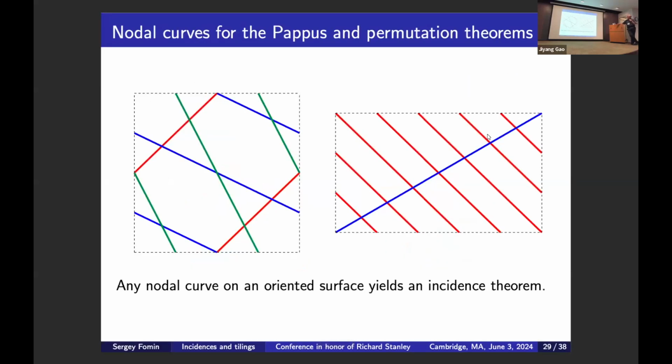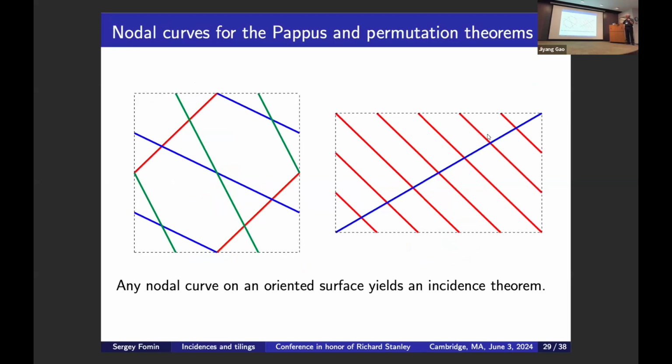And now you can see, for example, on the left, this is the multi-curve that corresponds to the Pappus theorem. Don't you recognize it? On the right is the permutation theorem. So instead of looking for tilings, which may be a little hard to draw, you can just restate everything in the language of multi-curves.